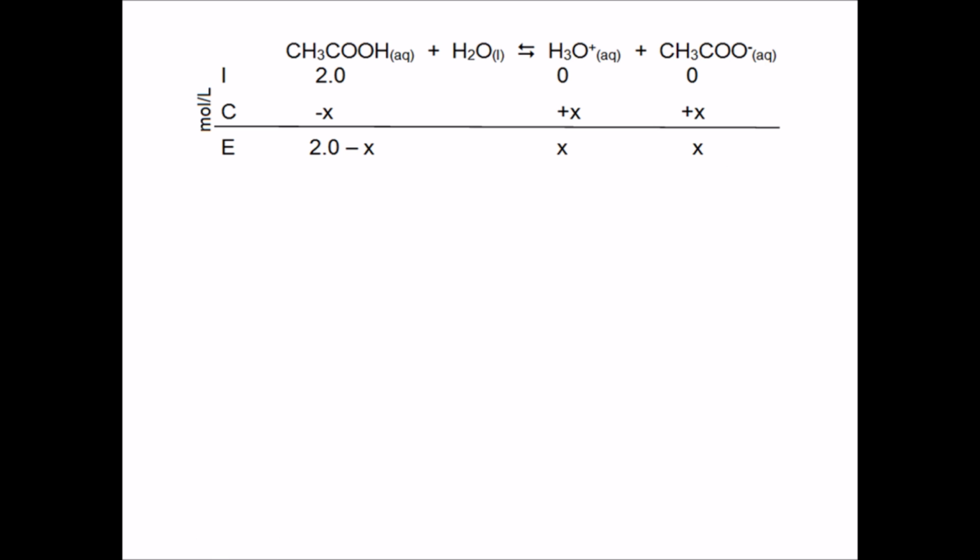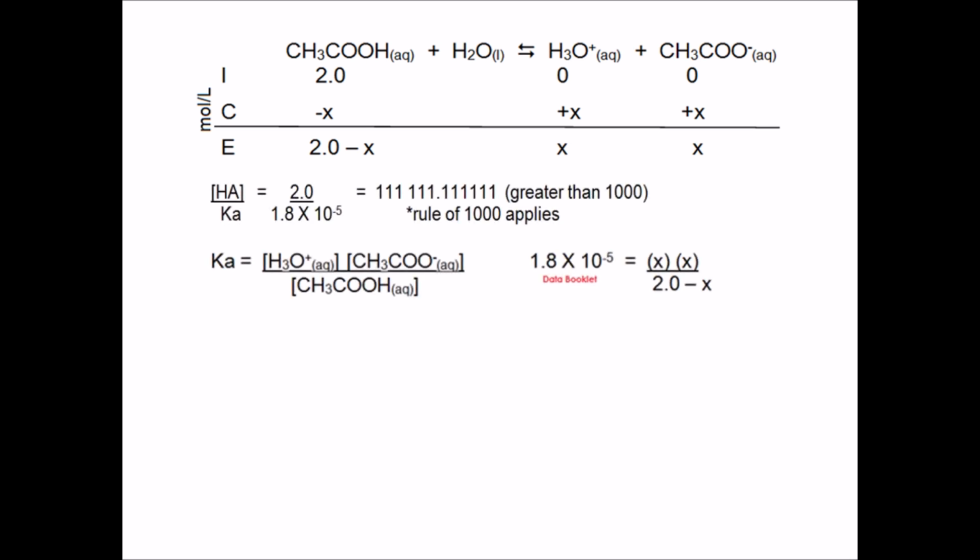Before we move forward with the Ka expression, we can check to see if the rule of 1,000 applies. And the rule of 1,000 is, again, the initial concentration of the acid divided by the Ka of the acid. That is 2.0 divided by 1.8 times 10 to the negative fifth. This Ka value for acetic acid is found in the Chemistry 30 data booklet. If this calculation is performed, the answer will be greater than 1,000. Therefore, the rule of 1,000 does apply.